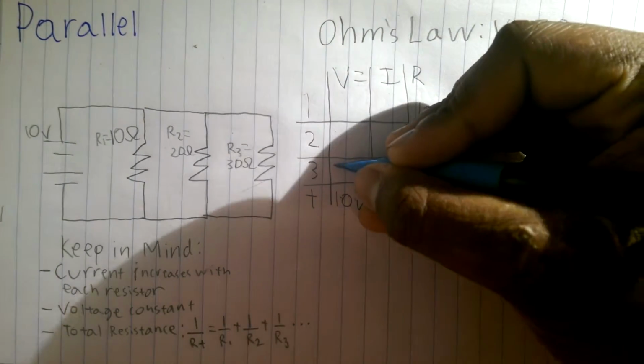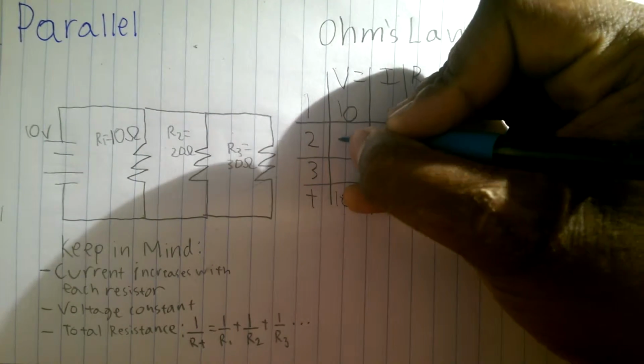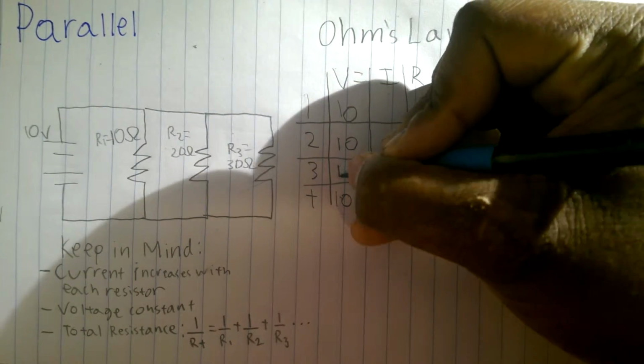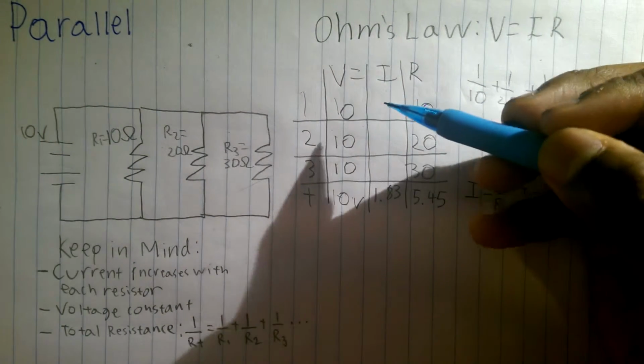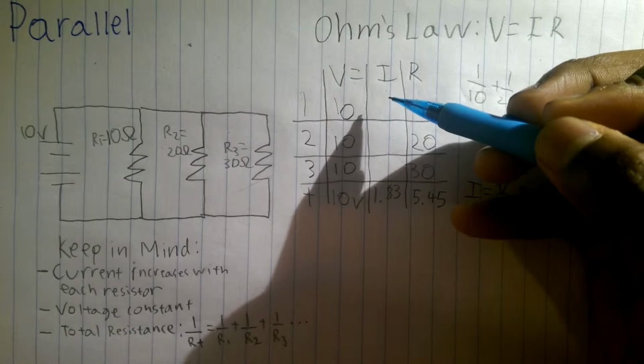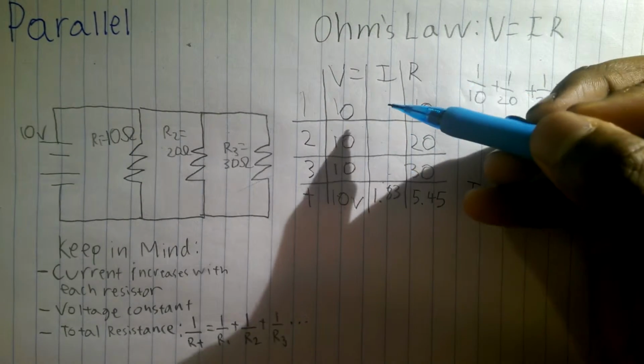So what does that mean? At resistor 1, we have 10 volts. Resistor 2, we have 10 volts. Resistor 3, we have 10 volts. Now, we still have to figure out the current for resistor 1, 2, and 3. So how do we do that?